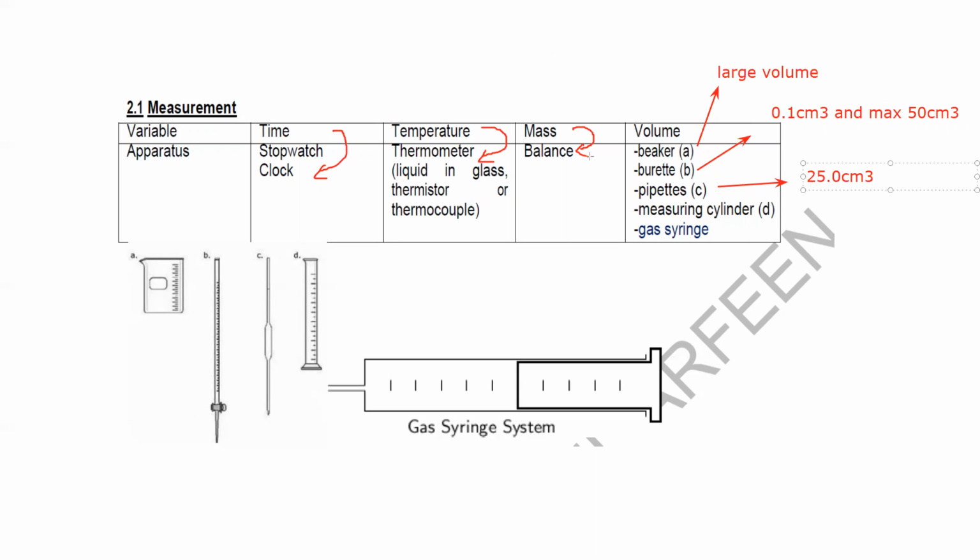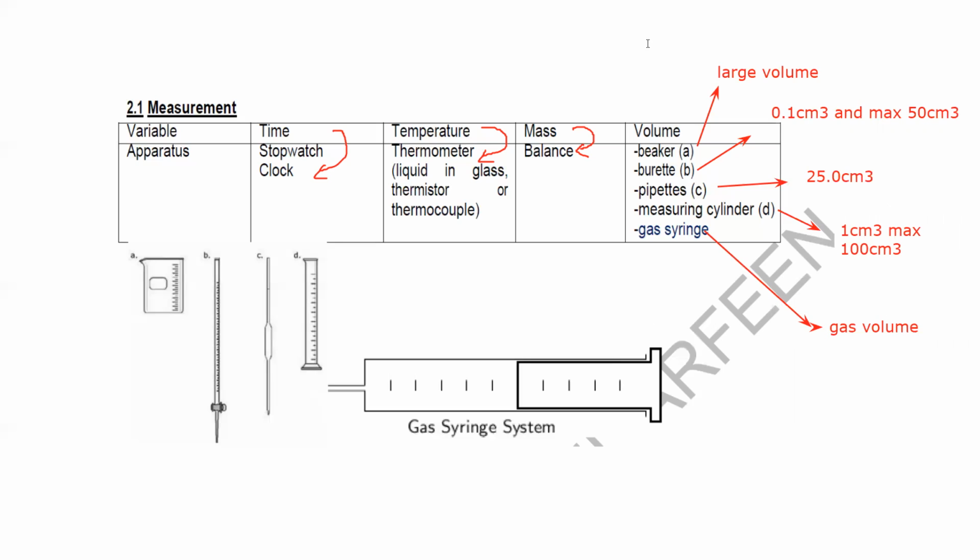If you want to measure a volume not accurately but to approximately 1 cm cube, we can use a measuring cylinder. And measuring cylinders have different maximums. Normally in the lab we have a 100 cm cube measuring cylinder. And if we want to measure a gas volume, in that case we will use a gas syringe.